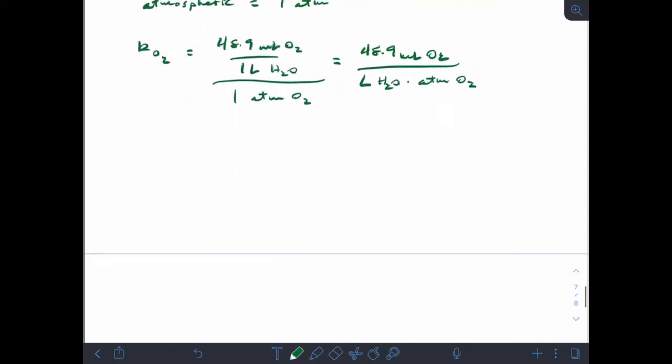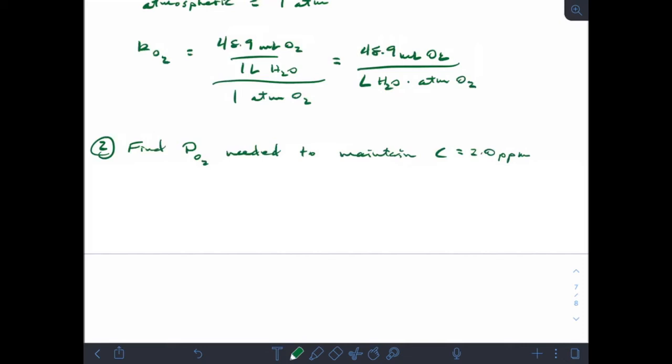So let's use it in a more complex situation. So our next thing that we want to do is find the pressure of O2 needed to maintain a given concentration in water. Find the pressure O2 needed to maintain a concentration of 2 parts per million.